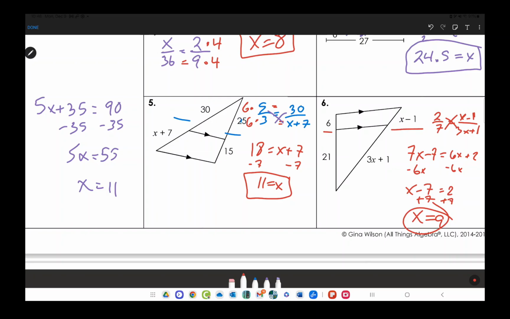Now, on the homework, you will have a question that when you cross multiply, you're going to multiply your binomials together, and you're going to have to factor with the leading coefficient. So let's talk about it.